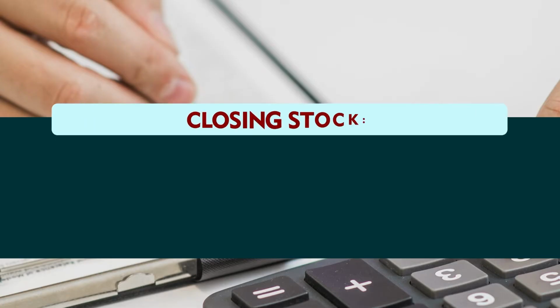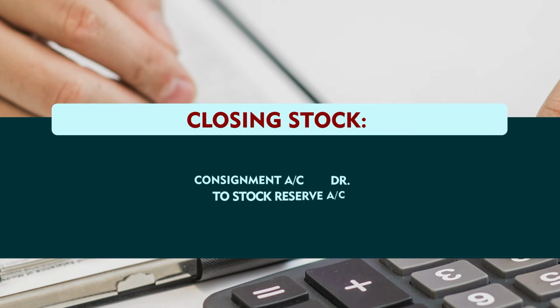Then the closing stock. The entry would be reverse to the first journal entry, which was for opening stock. If stock reserve is debited, then for closing stock, stock reserve would be credited, and for opening stock consignment account is credited. Therefore, for the closing stock consignment account will be debited. Let us check. For closing stock, the entry is consignment account debit to stock reserve.